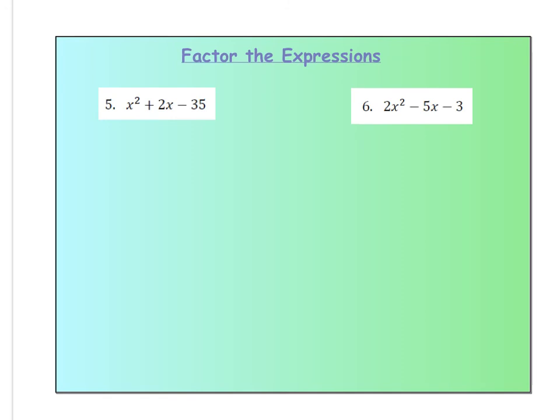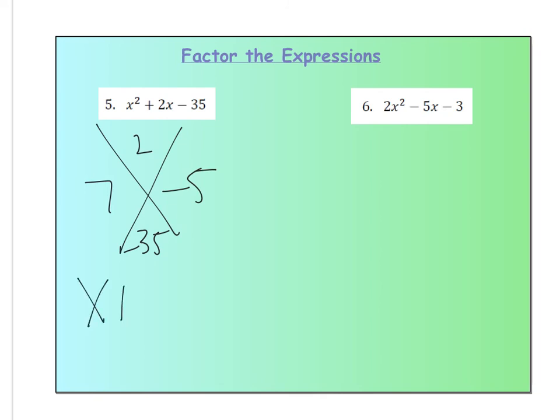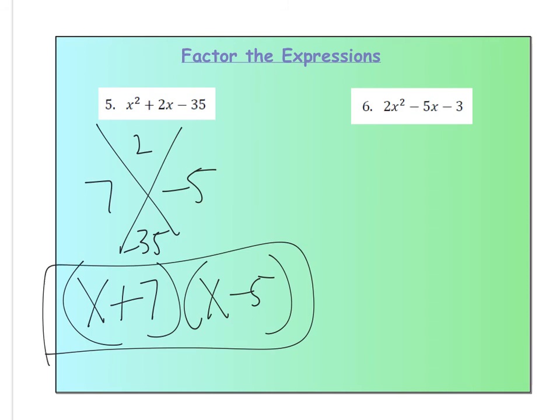So factoring the expressions again. So here, what multiplies to negative 35 and adds up to 2? Well, that's going to be 7 and negative 5. So that's going to be x plus 7, x minus 5. There's my answer. For 6, again, multiply here.